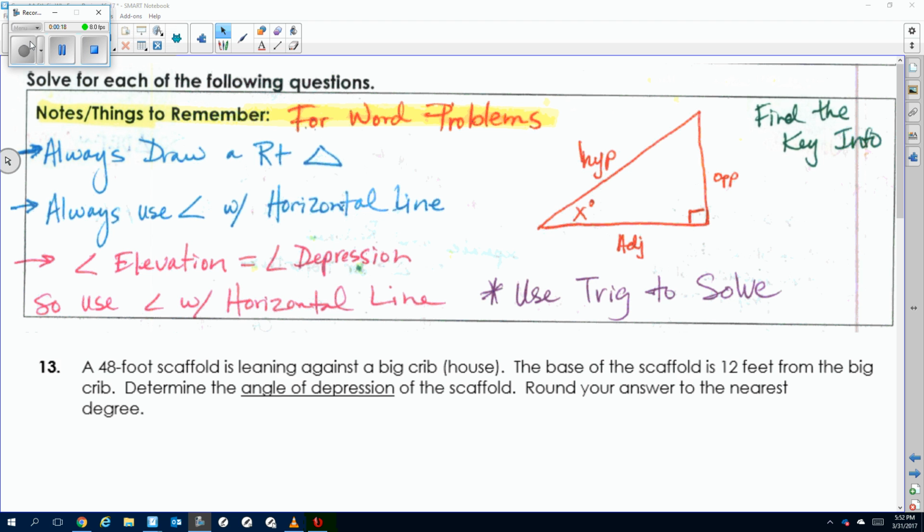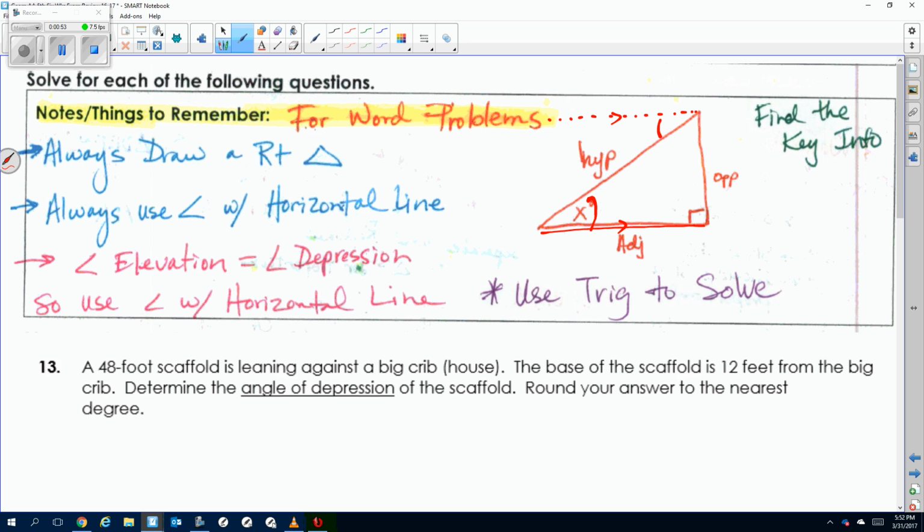Because you're going to hear things like angle of elevation and angle of depression. Angle of elevation is when the angle is above the horizontal line. So this is the horizontal line here. Above would be elevation. Now, horizontal lines are parallel, so I could draw a horizontal line here, and below it would be depression. Above is the elevation, below is depression. Whenever I have parallel lines, alternate interior angles are congruent. So that's why I said elevation and depression are equal.